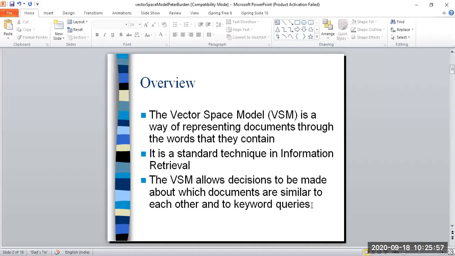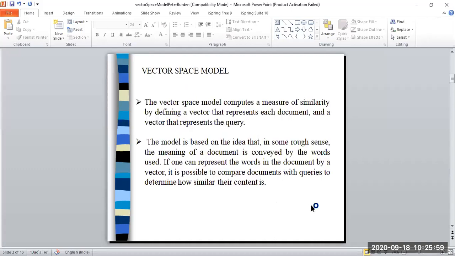Let me explain this concept of vector space and the vector model so that you can be familiar with it. The vector space model computes a measure of similarity by defining a vector that represents each document and a vector that represents the query. Let me explain this with a diagram.